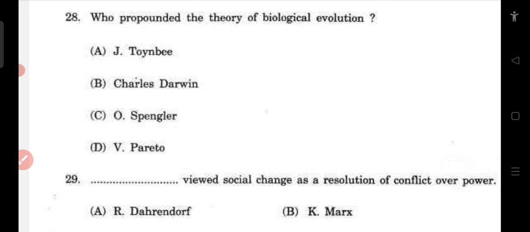The 28th question is asking who propounded the theory of biological evolution? J. Toynbee, Charles Darwin, O. Spengler, Wilfredo Pareto. The very famous answer to this question is Charles Darwin, because he worked on natural selection, positive check, and preventive check. Arnold Toynbee, Wilfredo Pareto and Spengler gave the circular theory of social change.